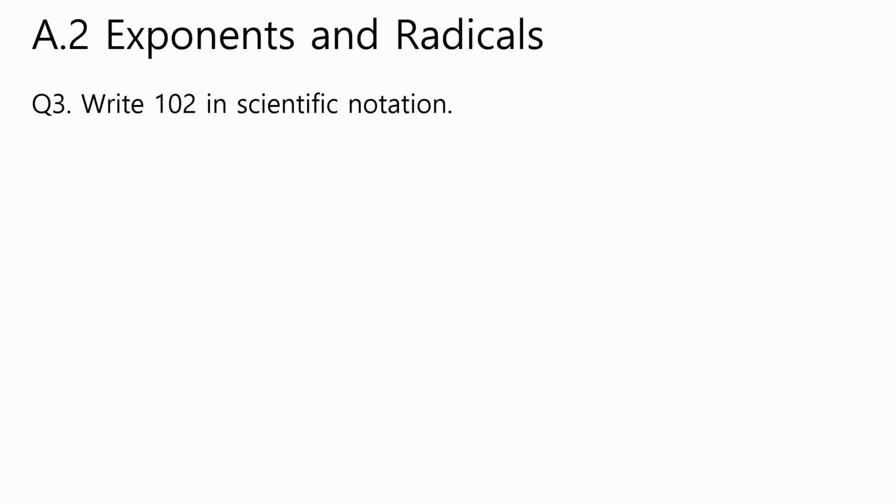Question number 3. In this question, we are asked to write 102 in scientific notation. The scientific notation is the form c times 10 to the nth power, where c is some number between 1 and 10, and here n is an integer. So we write 102 as 1.02 times 100, which is 10 squared, and this is the answer.